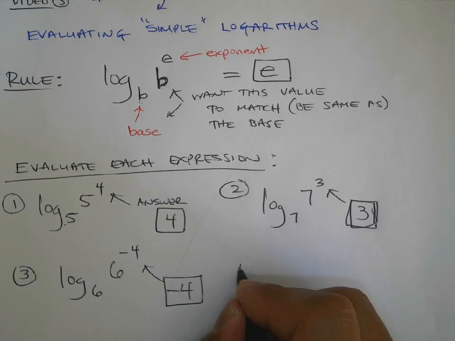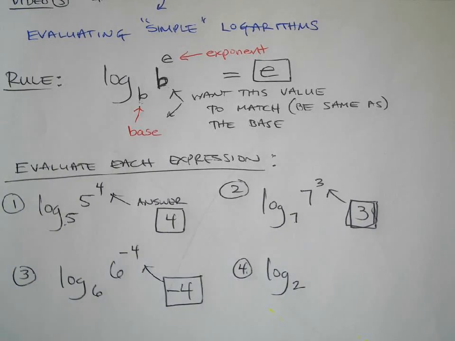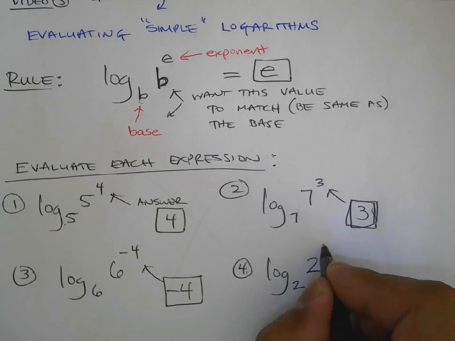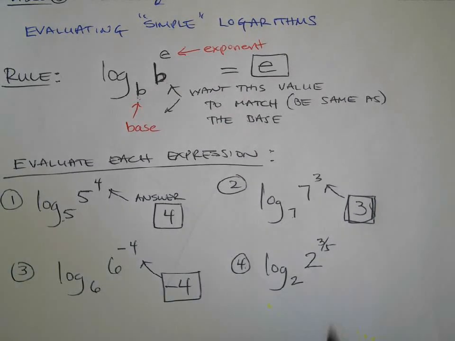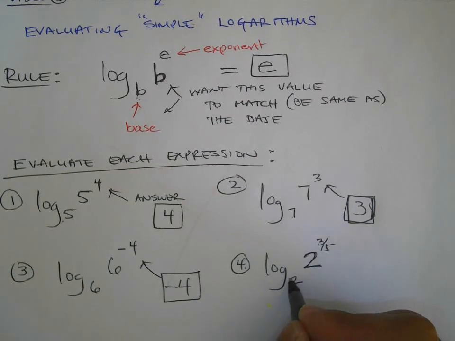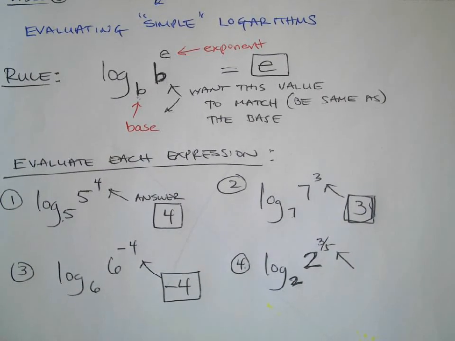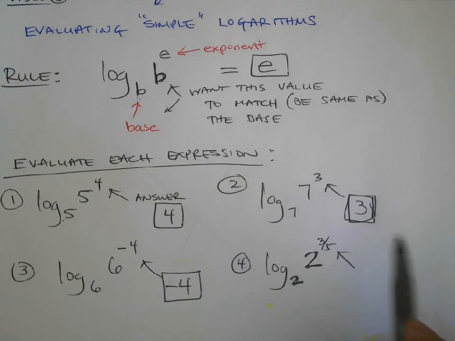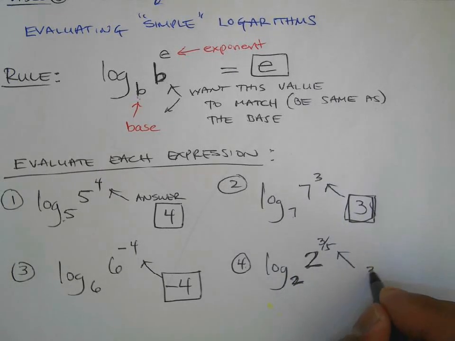And one more. I think you got the idea here. Log base 2 of 2 to the 3/5. Well, if these match, that's what you want. That means this is the answer, the exponent. Remember, it's all about bases and exponents. And if these already match, then you just look at this, and that is the answer.